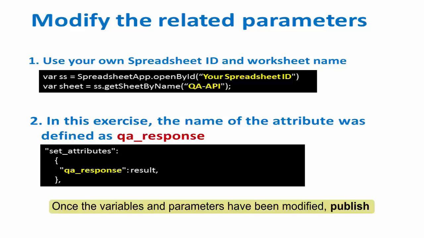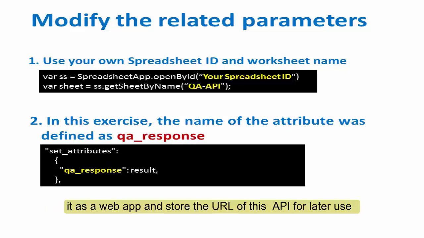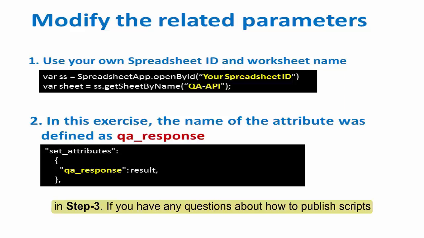Once the variables and parameters have been modified, publish it as a web app and store the URL of this API for later use in step 3. If you have any questions about how to publish scripts as a web app, please go back to the early chapter to check it out.